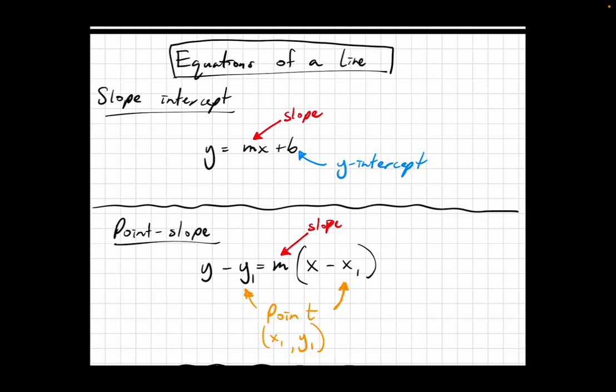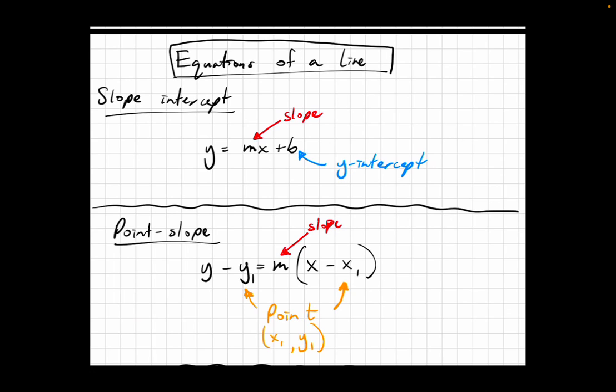The other one's standard form, but we don't really use standard form in this class too much. Standard form is the other one. It is a form, but I'm not really going to spend time on that. So those are the two forms. So what we need to do is give an answer that's either in slope-intercept or point-slope form.